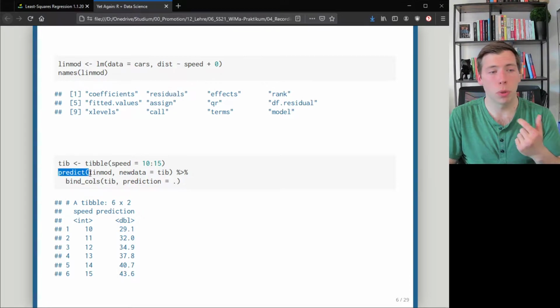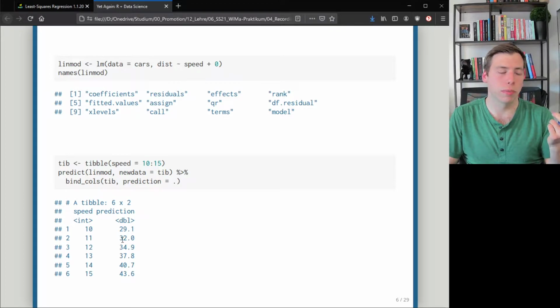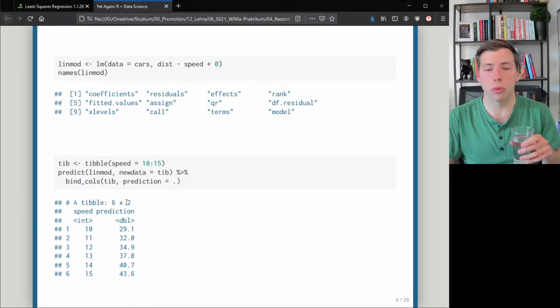For instance, with the predict function, by simply sticking the linear model you just saved into a predict function and then giving a new data set. With this, you can basically predict the distance it takes to stop with respect to a certain speed via your linear model. Then it's just plugging speed into your equation and computing the result, and this is what you actually see here. So this is how you use a linear model to predict stuff.